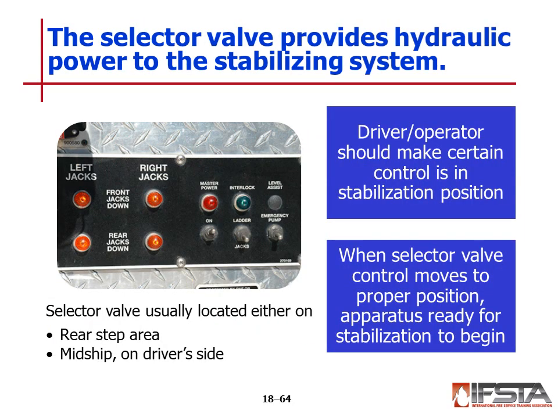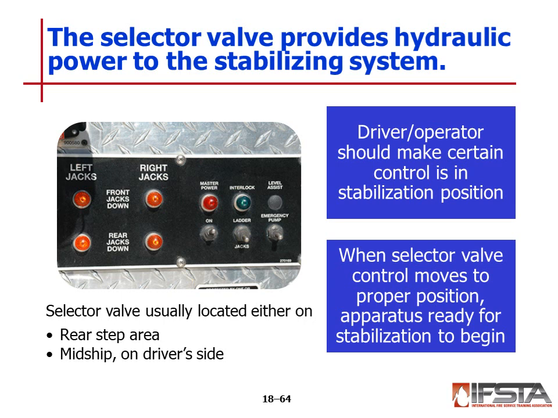Once the driver operator is assured primary activities are successfully completed and the ground is prepared for stabilization activities, the selector valve may be operated to provide hydraulic power to the stabilization system. The selector valve could be located on either the rear step area or midship on the driver's side of the apparatus. Physical operation of the selector valve varies depending on the manufacturer. Controls should be clearly marked as to proper positions for each operation according to the manufacturer's directions.